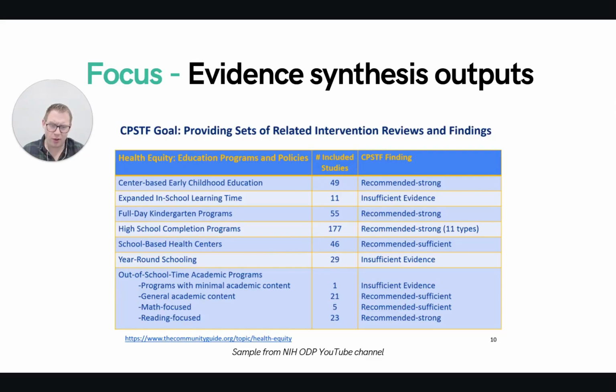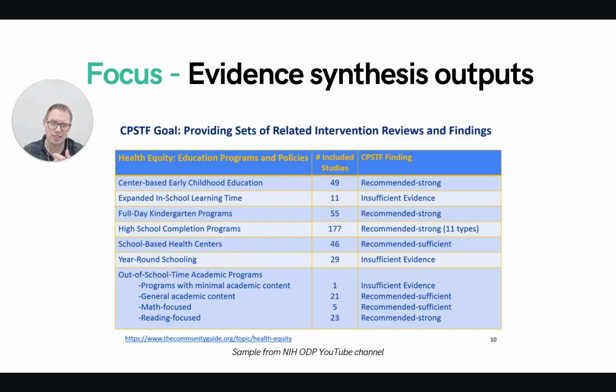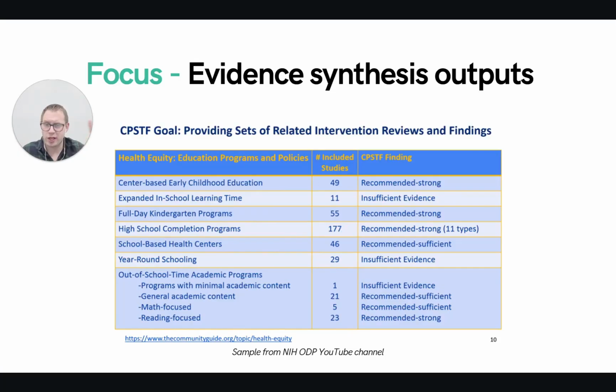This is a great one I pulled actually from the NIH ODP YouTube channel, and then the actual URLs right here. But I think this is a very good example of what someone might consider to be an evidence synthesis type output. Here you could see this is broken up by the scope of the studies. So center-based early childhood education versus full-day kindergarten programs. Really interesting. So let's call these segments of studies. You've got the N here, the frequency of those studies, and then it is the overarching conclusion. Again, let's call them directional findings.